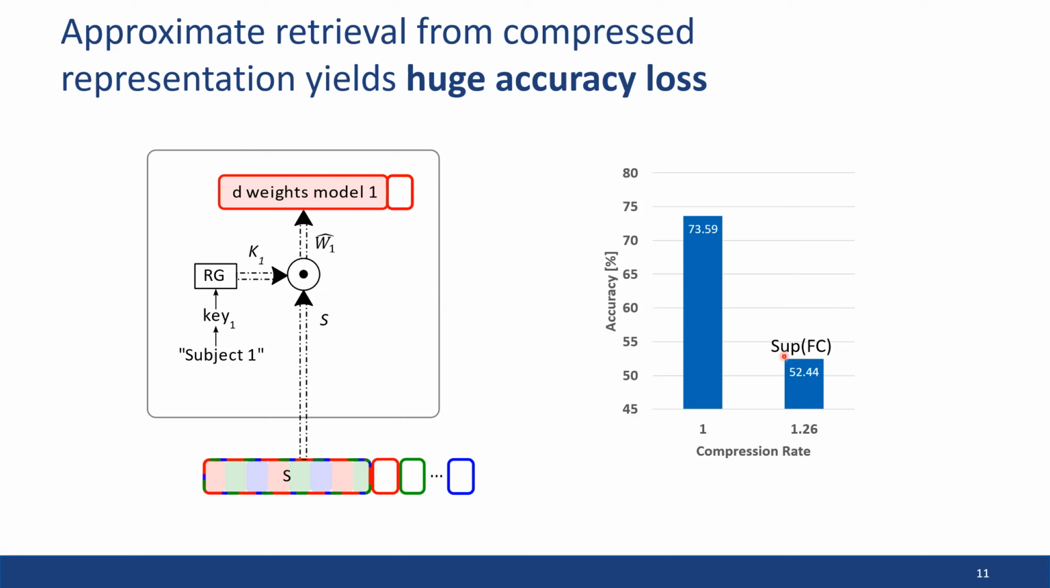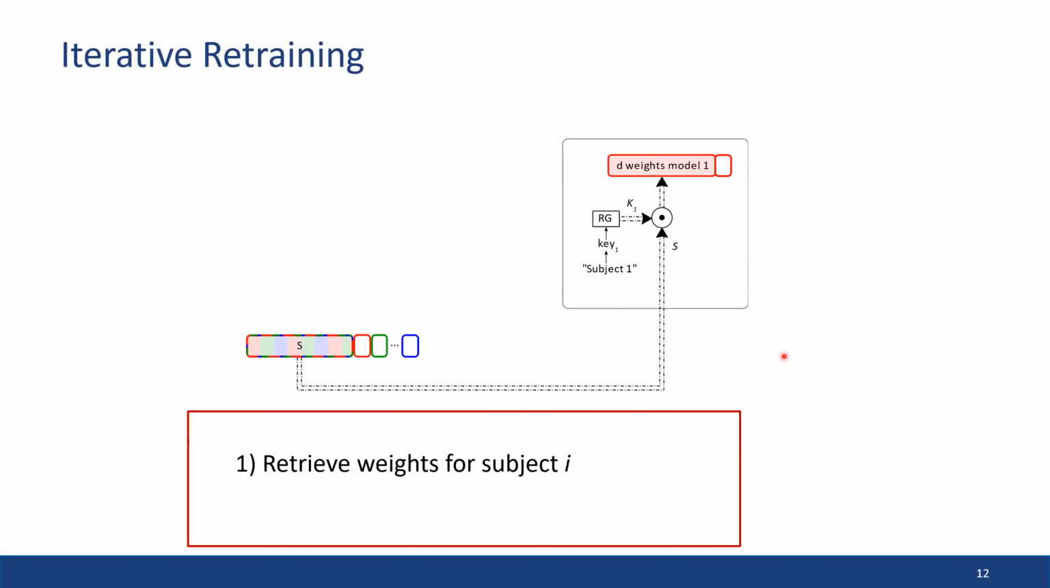So I will now show measures for how we can improve the accuracy using iterative retraining. We want to train the model in a way that it becomes robust towards the noise we introduce when doing the approximate retrieval in the hyperdimensional superposition. So let's say we are given a pre-trained model and we have stored it in the superposition S, and we also have our non-compressible weights. Now we retrieve the weights for subject 1 and do a couple of retraining iterations or retraining epochs.